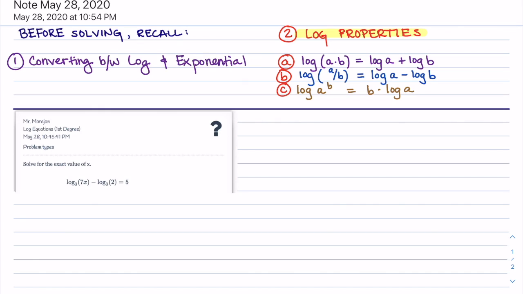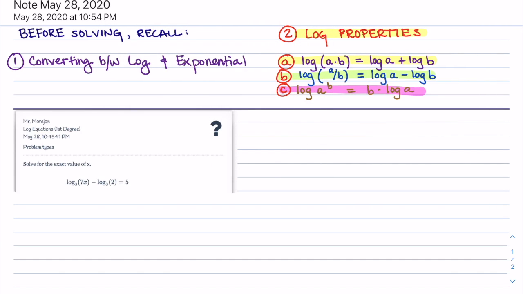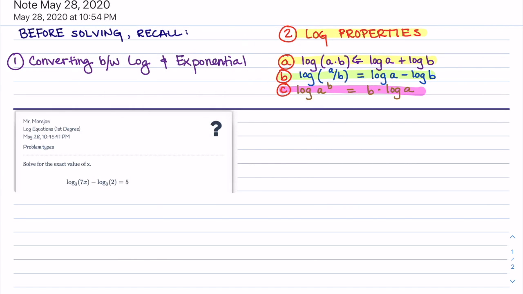So remember, we have a multiplication rule that says multiplication inside of a log becomes addition. We also have a division rule that says division becomes subtraction. And we also have a power rule which says any power moves to the front. And one thing that I want to remind you of is also remember that these properties work two ways. So if you start with multiplication, it becomes addition. If you start with addition of two logs, it becomes multiplication inside one log, etc., etc.